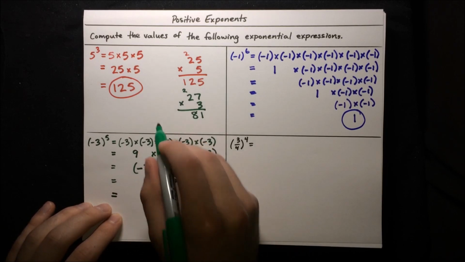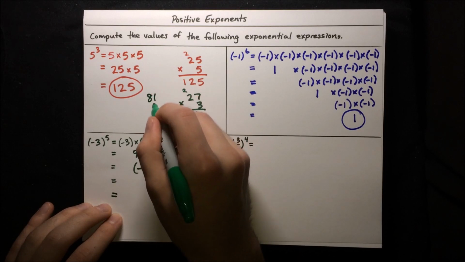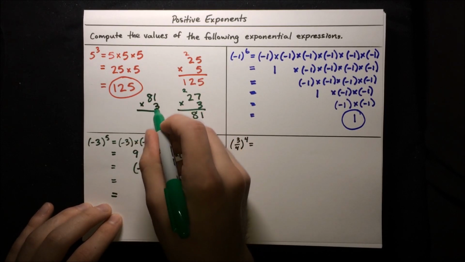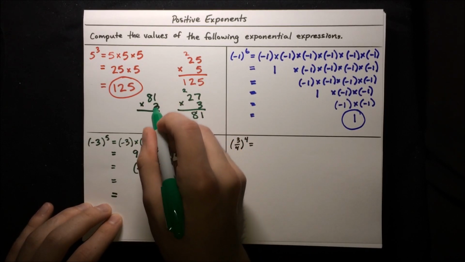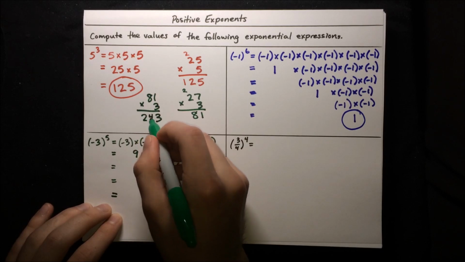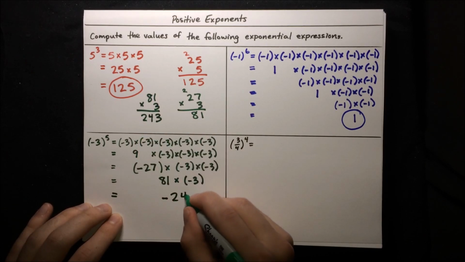And let's do that up here again. So 81 times 3. 3 times 1 is 3. 3 times 8 is 24. So -243.